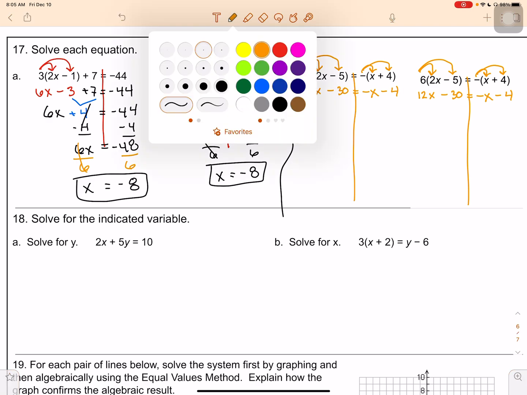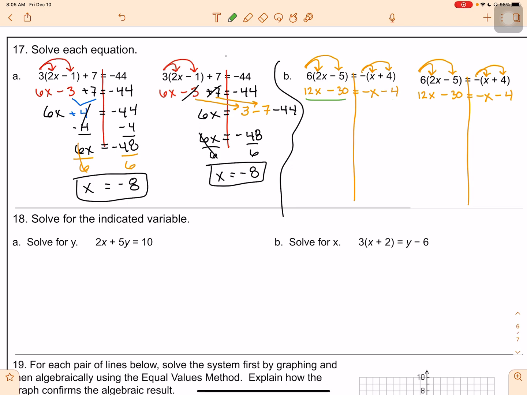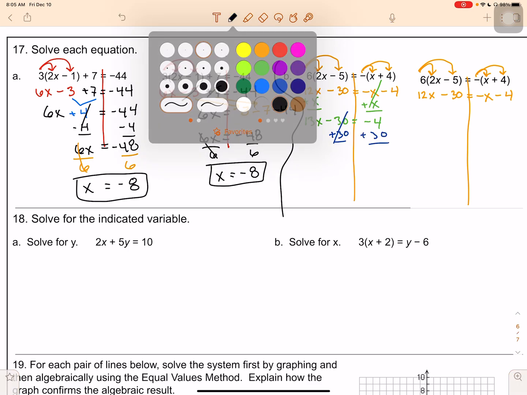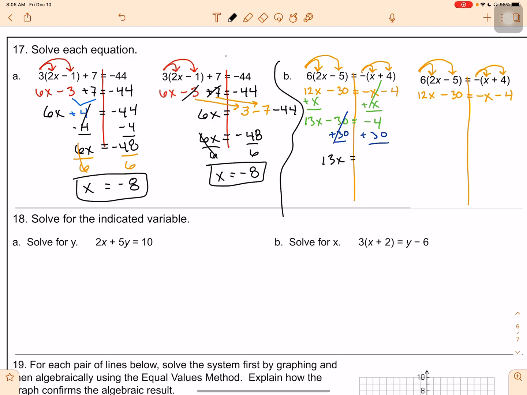The first method, I'm just going to move them. There's no like terms to combine on either side. So I'm going to add x to both sides. Get 13x minus 30 equals -4. Now I can add 30 to both sides. So I'm going to get 13x equals -4 plus 30, which is the same as 30 minus 4, is 26. Divide both sides by 13. X equals 2. Okay. Now this one I'm going to do the switch method.